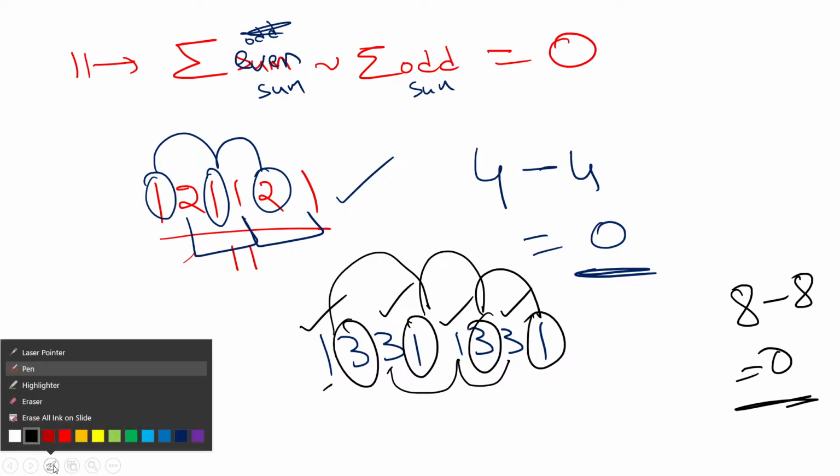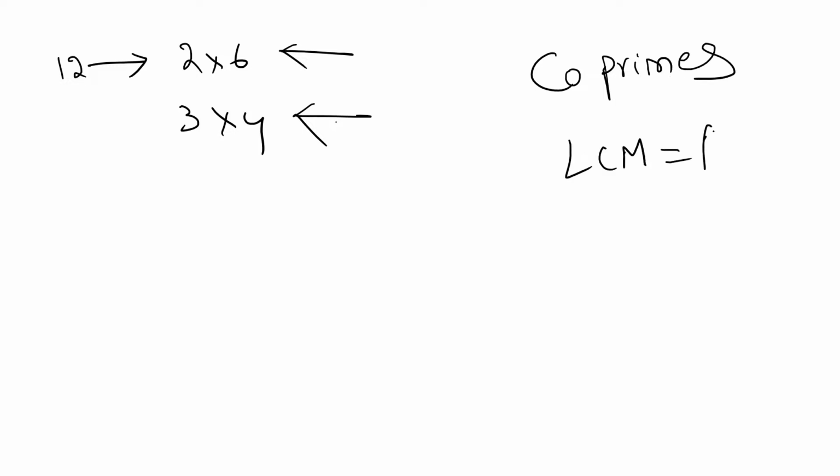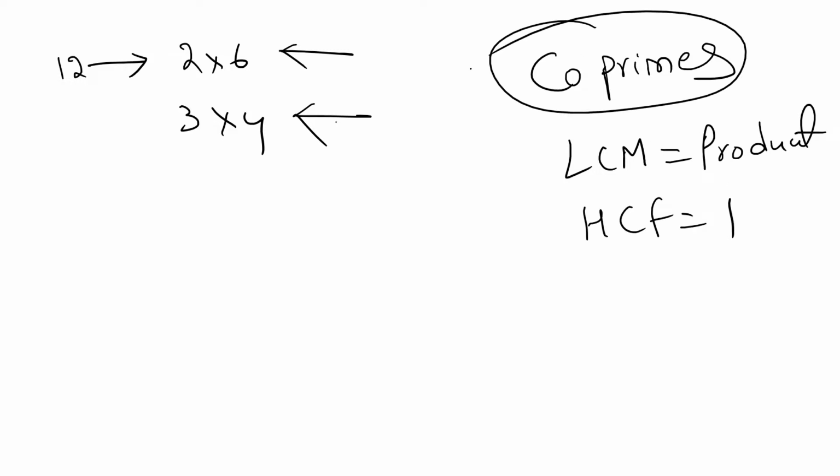The last rule, that is the rule for 12. I will write all of them once again, don't worry. The rule for 12 here is: 12 can be written as 2 into 6 and 3 into 4. Now, which combination do you have to check, this one or this one? Whenever you get more than one combination, you have to check for co-primes. Co-primes means if you calculate the LCM, it should be equal to the product of the numbers, and the HCF should be equal to 1. Remember, co-primes are not prime numbers.